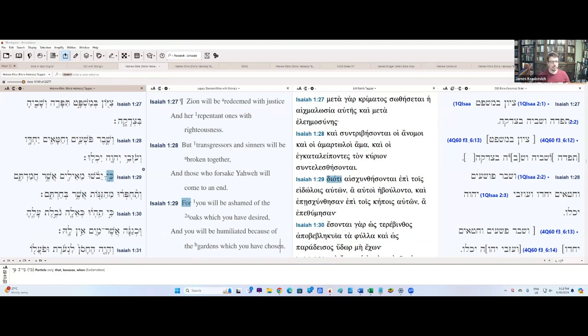So let's dive in. I'll go up to verse 27 to get some context. Zion by justice shall be redeemed, and those returning to her, or her returners, or her repentant ones, will be redeemed by righteousness. Transgressors and sinners together will be a fracture or a break. Maybe this is the idea of something that's broken off and thrown away. And then it's restated in another way at the end of the verse. Those abandoning Yahweh will come to an end. So there'll be no more of those guys.